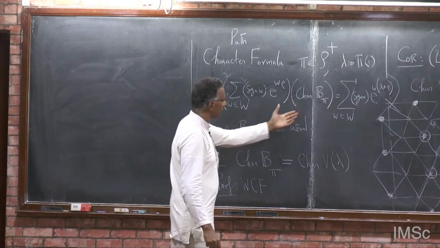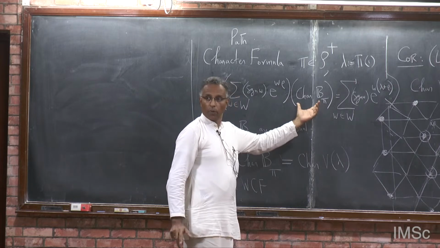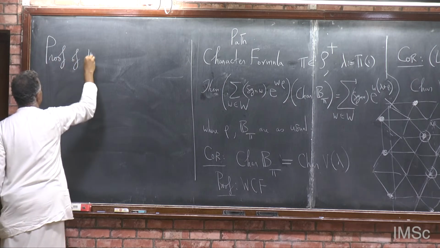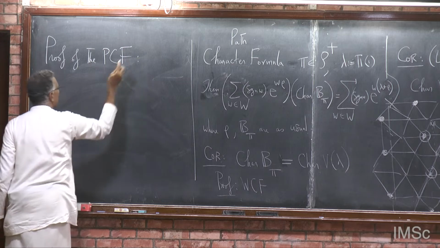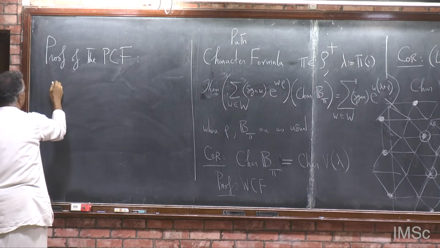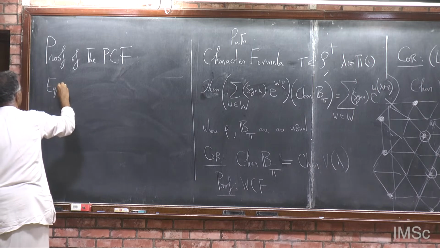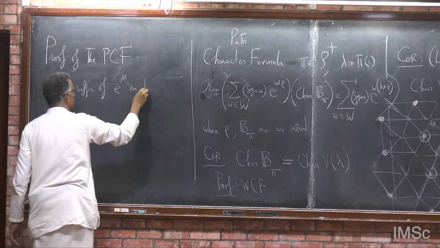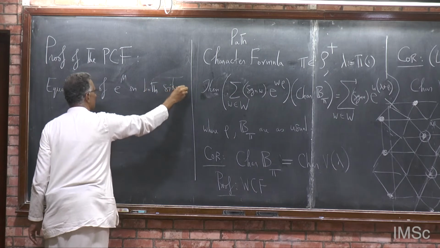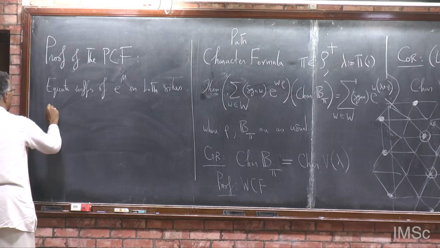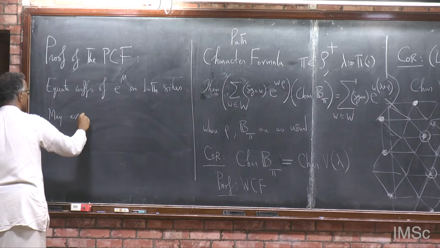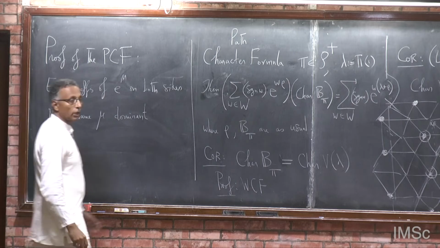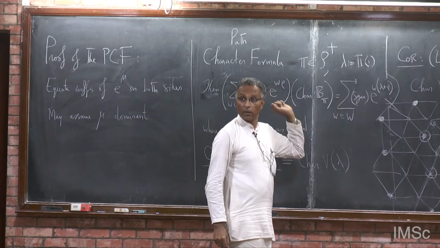So the fact that this is invariant under the Weyl group reduces... Proof of the path character formula. We'll equate coefficients of e^mu on both sides. Okay, we may assume mu dominant, because I can just multiply by W.